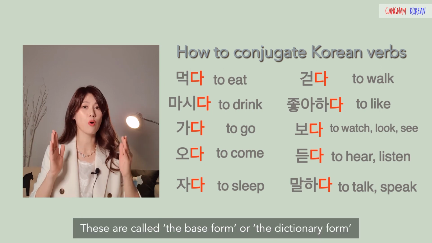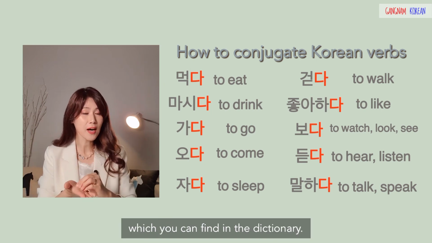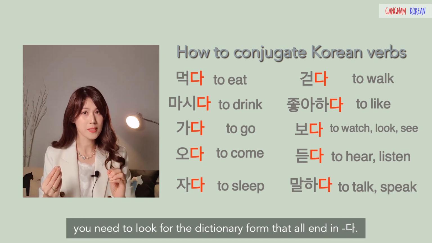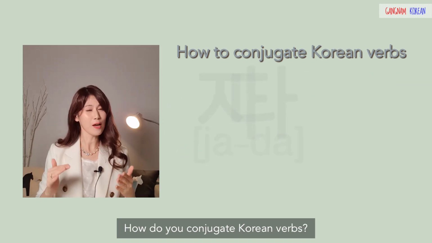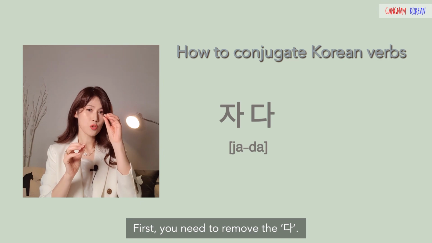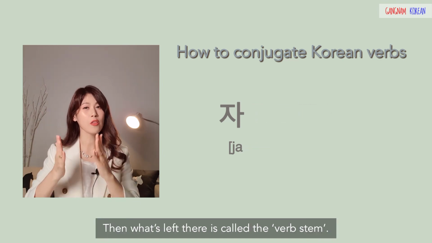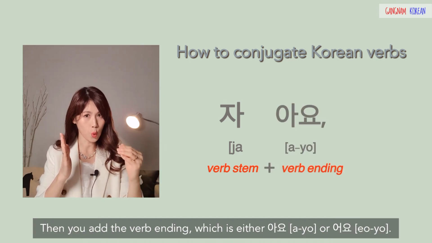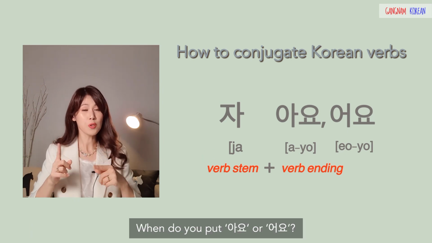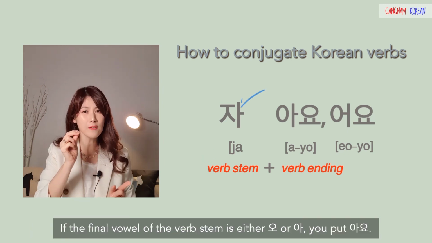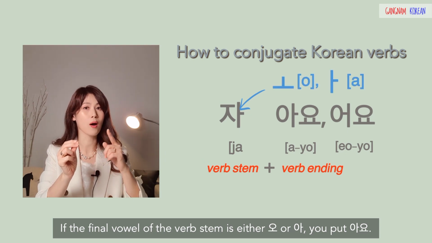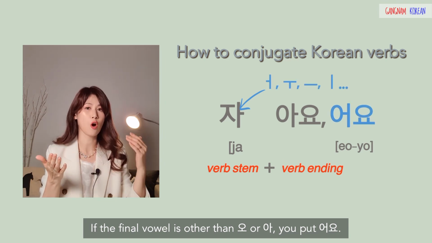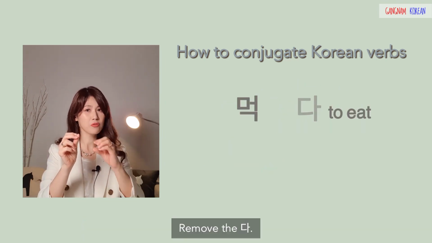These are called the base form or the dictionary form, which you can find in the dictionary. So if you look up some words in the dictionary, you need to look for the dictionary forms that all end in 다. Then, how do you conjugate Korean verbs? First, you need to remove the 다. Then what's left there is called the verb stem. Then you add the verb ending, which is either 아요 or 어요. When do you put 아요 or 어요? If the final vowel of the verb stem is either 오 or 아, you put 아요. If the final vowel is other than 오 or 아, you put 어요.